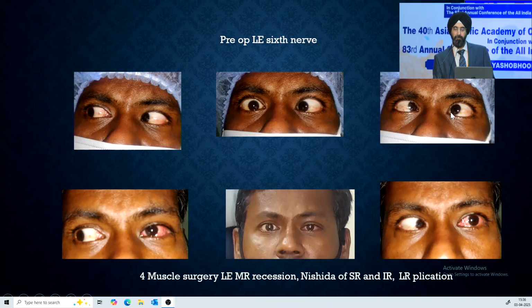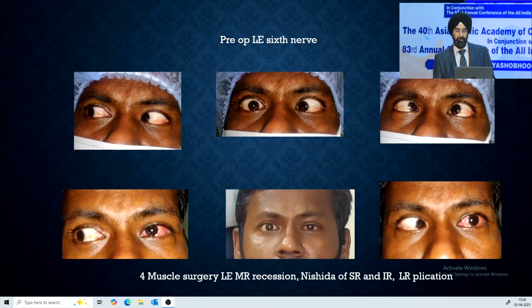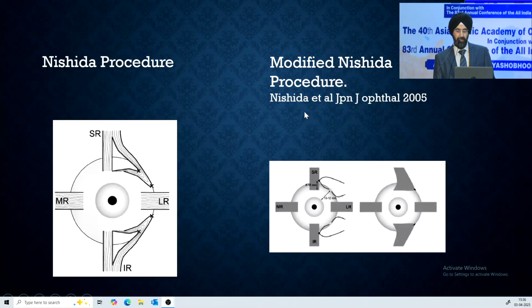Now, if you do just simple procedures like loosening this muscle or maybe transposing the superior rectus to the lateral rectus, it really won't work because it's such a large deviation. So because of this procedure, when you're not disinserting the muscle, we could easily do a four muscle surgery here. We loosened the medial rectus which is pulling it. We did a Nishida for the superior and inferior rectus, here and here. So we loosened this muscle, we pulled the superior and inferior rectus here, and we plicated the lateral rectus. That means folded and tightened it on itself.